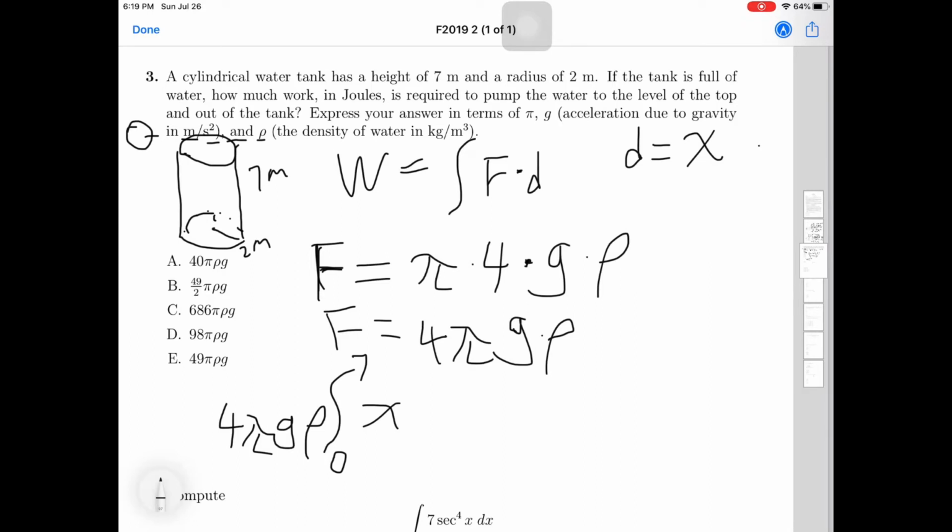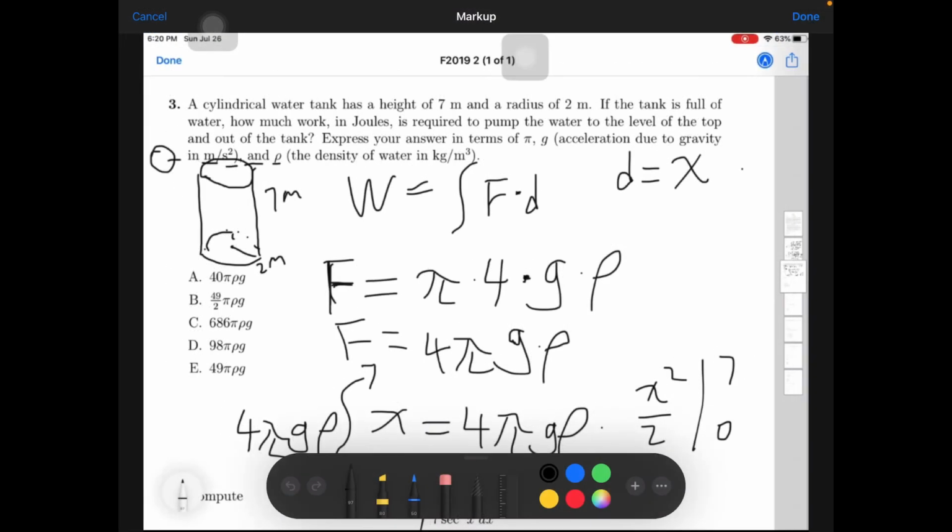So when we're integrating this, this should be a pretty easy integration. Ignore all the constants, and it will be just 4 pi g rho times half x squared evaluated at 0 and 7. And then we can just plug the 7 into the equation. So I have space down below. So it would be 2 times 7 squared, which is 49 pi g rho, which would be 98 pi g rho, which is D.